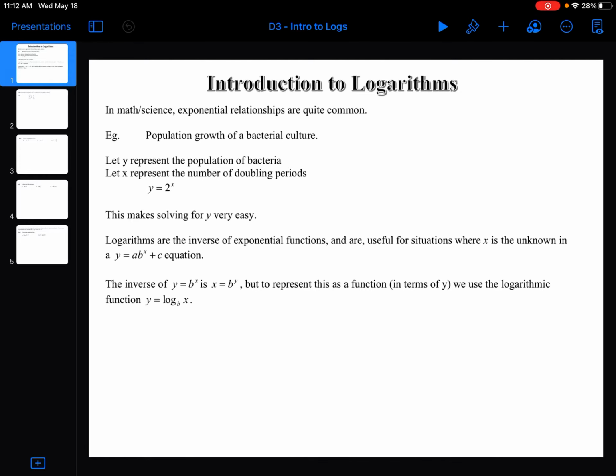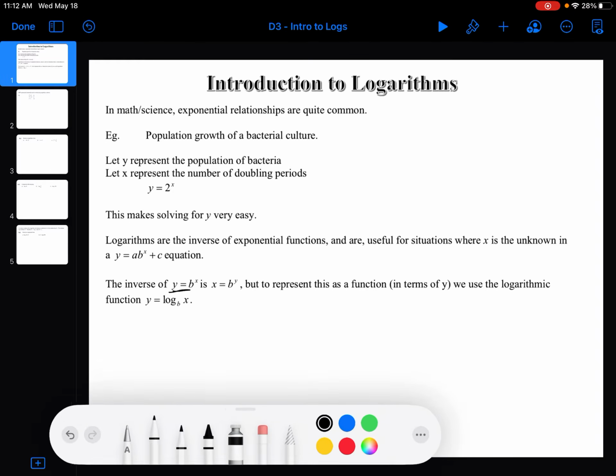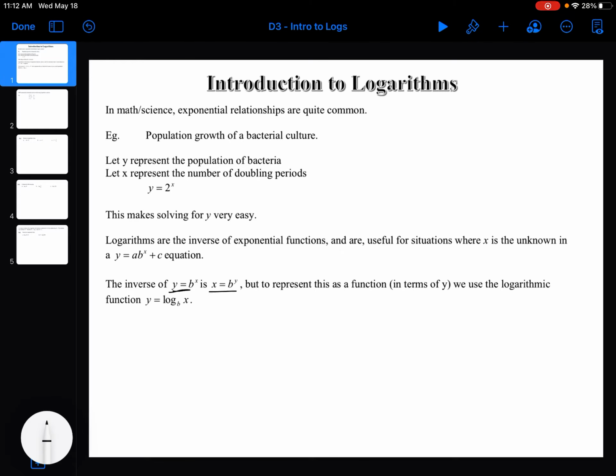But when we're looking at logarithms, what we're actually doing is considering the inverse of that. So we've got something like y equals b to the x. Well, if we were considering the inverse, we'd have x equals b to the y. Now we can't really solve for this, but what we want to know is, if we have some value of x, what is the exponent y that we can raise b to get it.